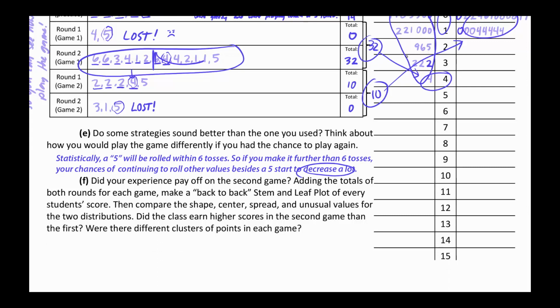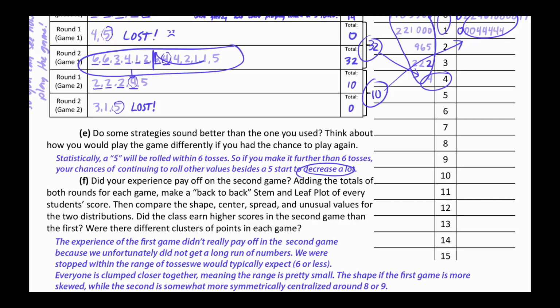So that's just kind of a sample. Your class might not have the same data because everybody would be playing a different game than I just made up. So if we kind of look at that, the experience in the first game for my situation didn't really pay off in the second game because unfortunately we didn't get that long run of numbers. Everyone in the second game is kind of clumped together, centralized here around 8 or 9, whereas the first game is a little bit more skewed out, and that's partially because the first game had a long run of numbers and people sit out at different points.